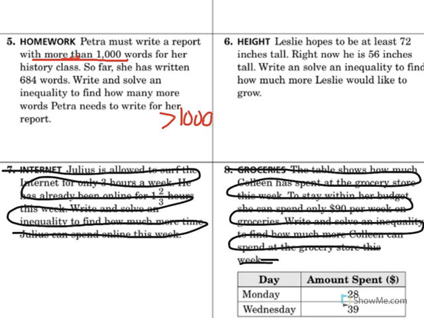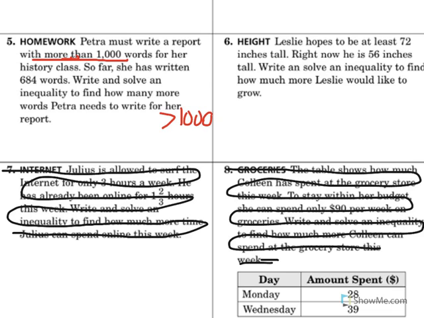So now it says, so far she has written 684 words. Write and solve an inequality to find how many more words Petra needs to write for her report. So if she's already written 684, essentially she's written 684 plus how many she still needs to write. That's got to equal her minimum of 1,001 words, essentially. That's got to meet that minimum. So she's going to add those together: how much she's written plus how much she still needs to write. Those things added together are going to equal how much she has to write.